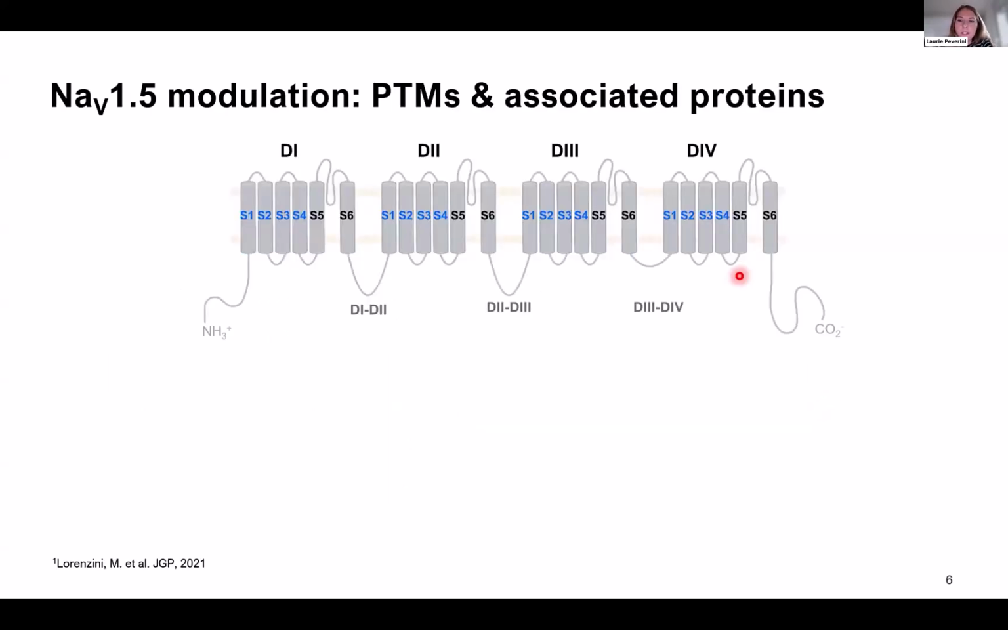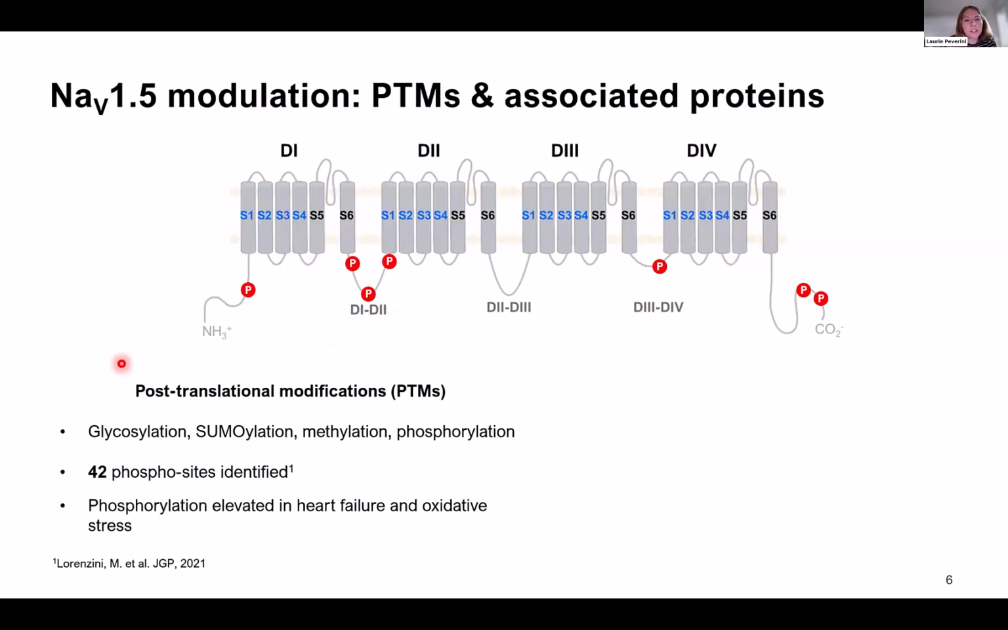NaV1.5 is gated by voltage, but its activity is also highly regulated and modulated by other factors. Among them, there are post-translational modifications. Those can be glycosylation, sumoylation, methylation, but also phosphorylation. And we are really interested in phosphorylation because more than 40 phosphosites have been identified in the NaV1.5 intracellular domain.